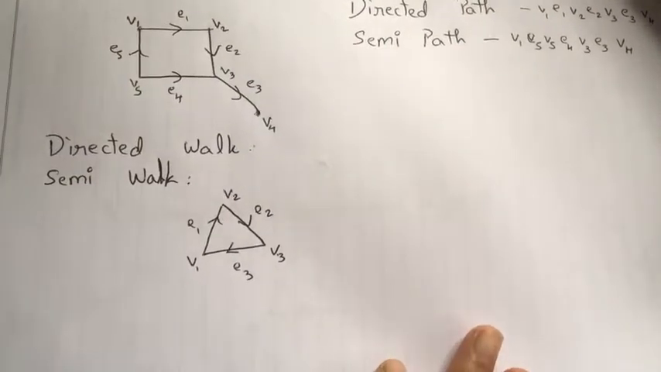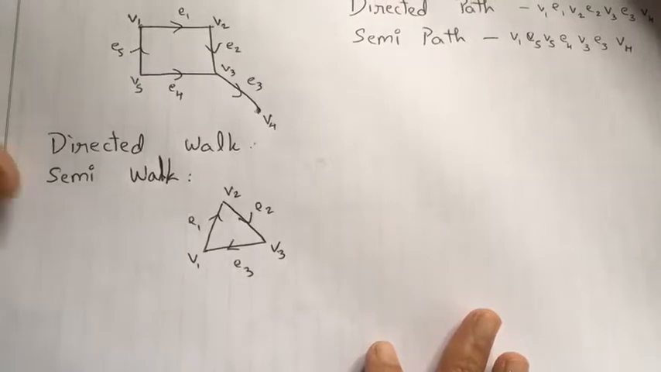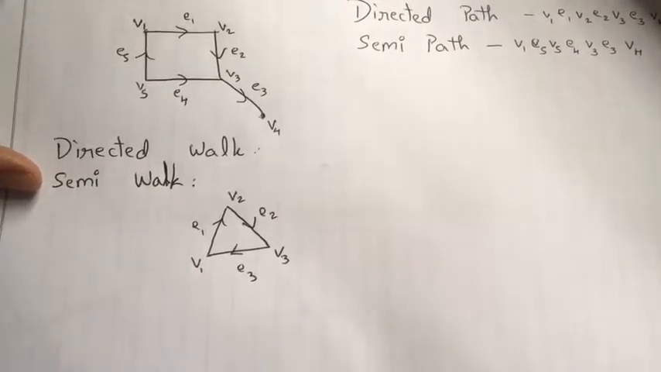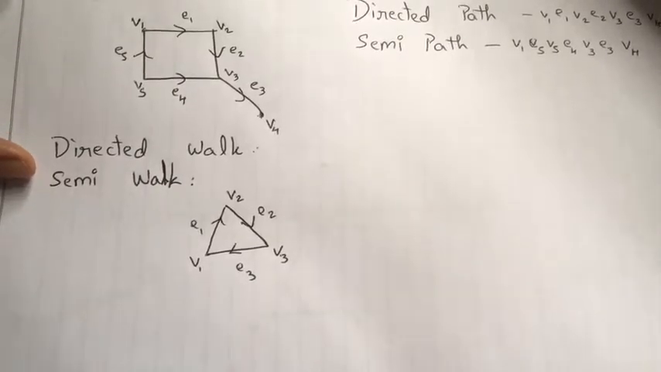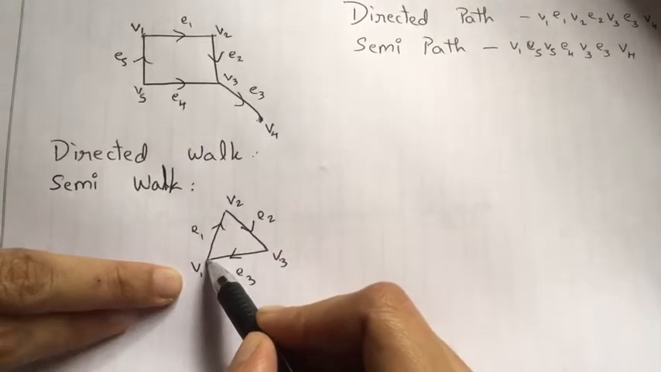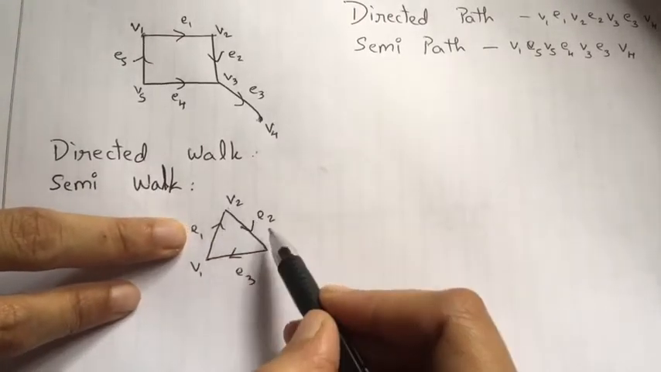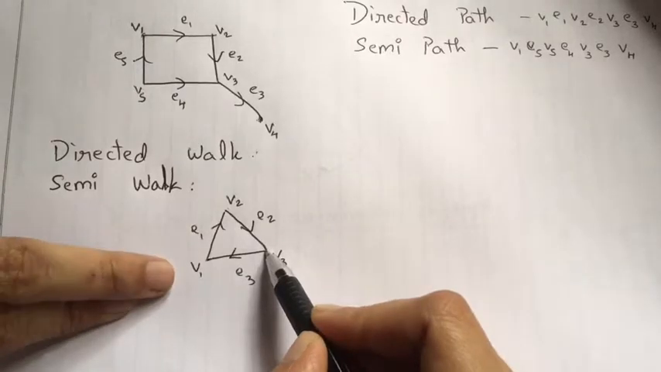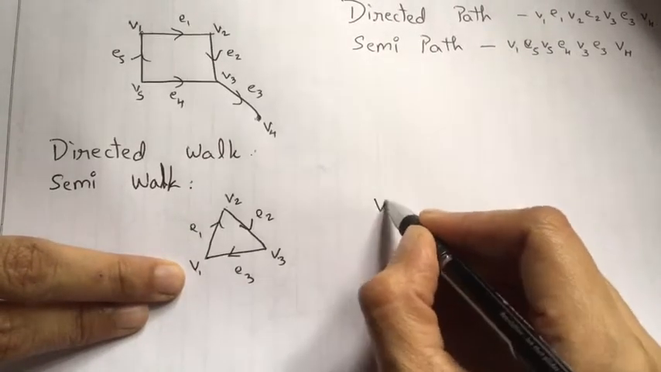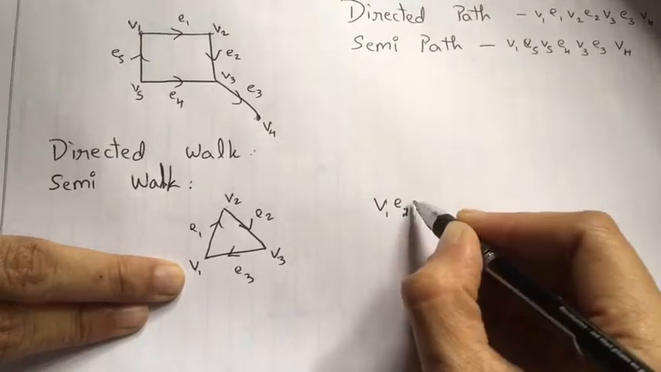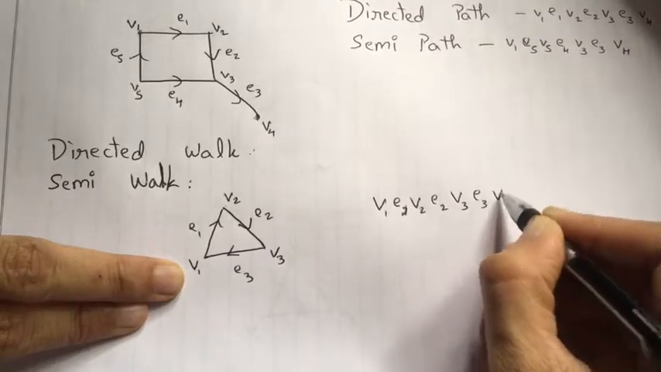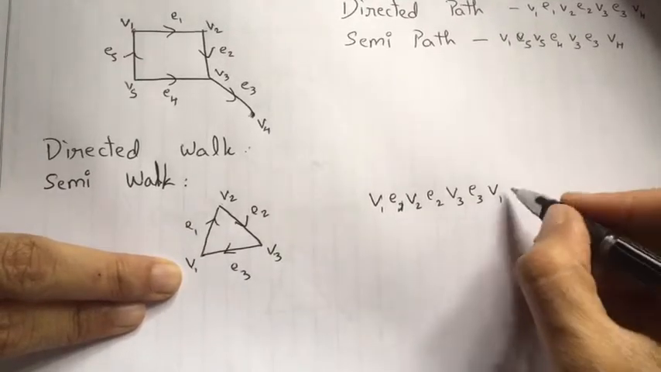Next is circuits. Circuits in digraphs. There are two types of circuits again, semi-circuit and directed circuit. For example, if I consider this, I'm starting from V1, E1, V2, E3, V3, and I'm coming back to V1 through E3. So this will be a directed circuit.